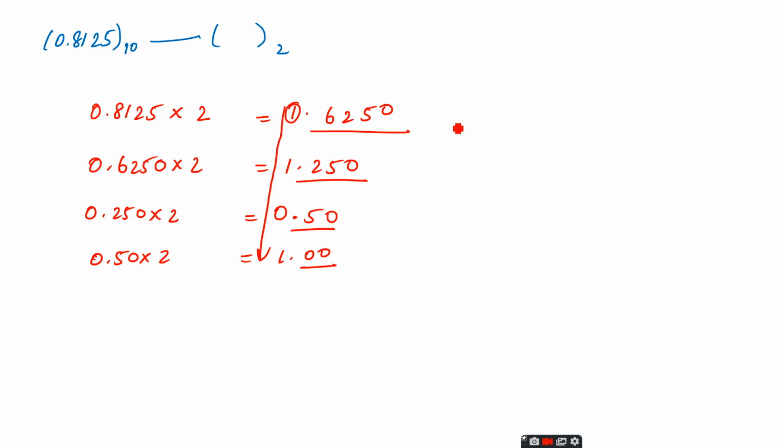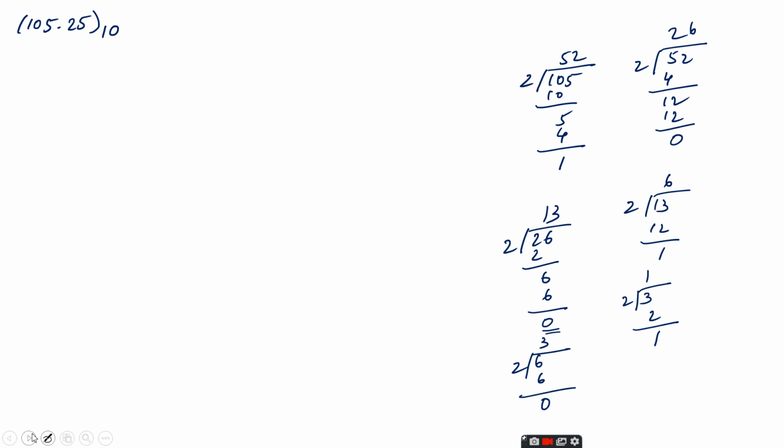So first we will take the value 1. First we have to put the point, then 1. After that we have to write the next one. Then 0. Then 1. And we have to write base 2. This is the answer. One more question we can try.